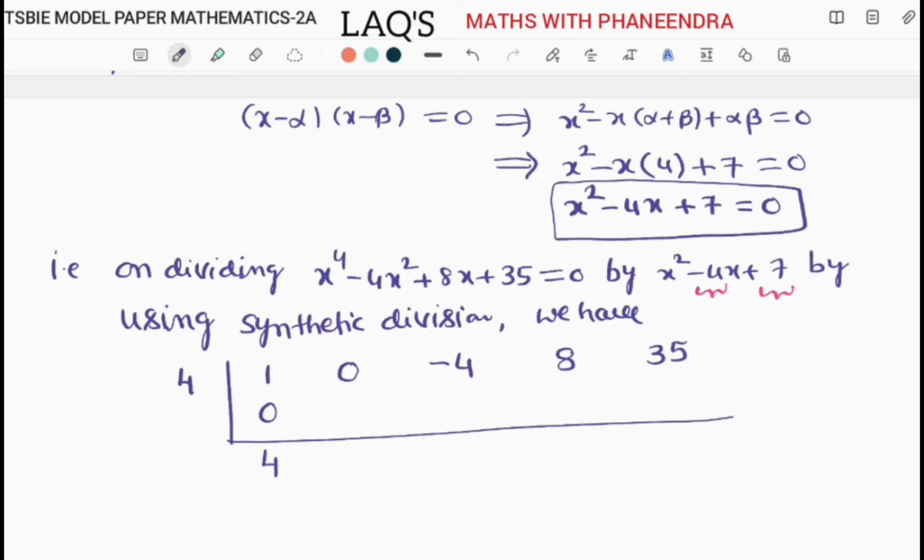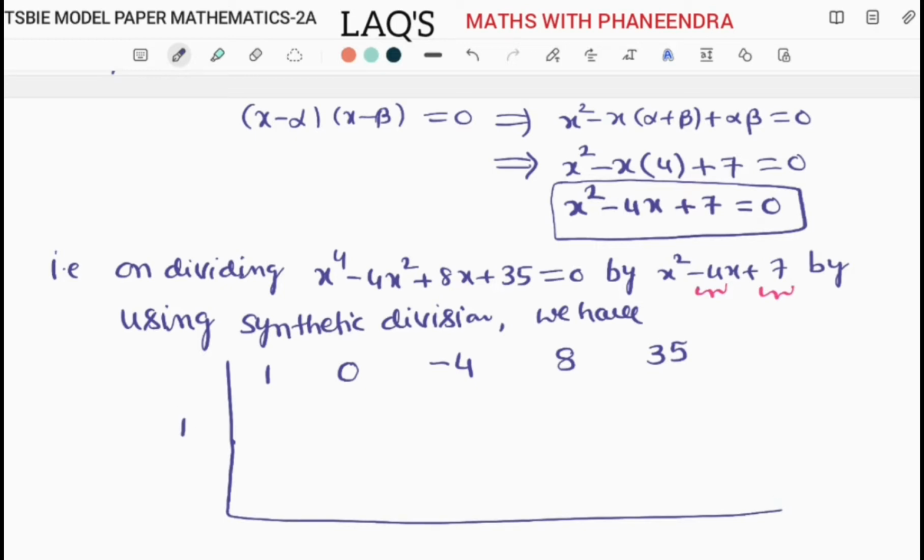Now we will finish it. 4 into 4 is 16, adding these two, 64. If you add these two, 60 will come. 60 into 4 is 240, so 248. Again these two. By quadratic factor it is not the correct way. Sorry. Now in the quadratic factor like this we can do it.